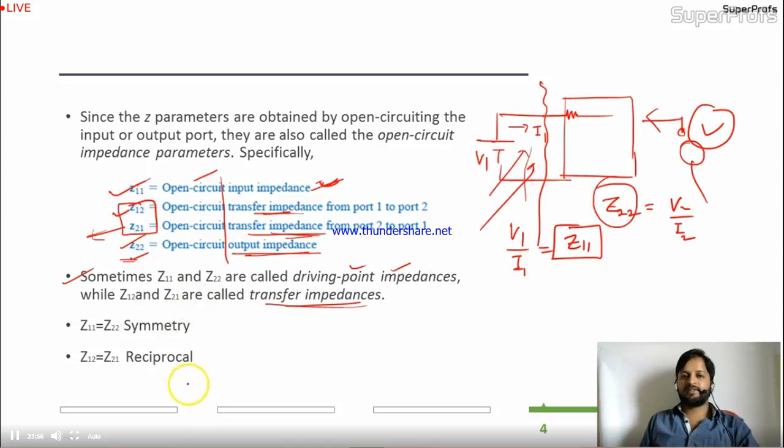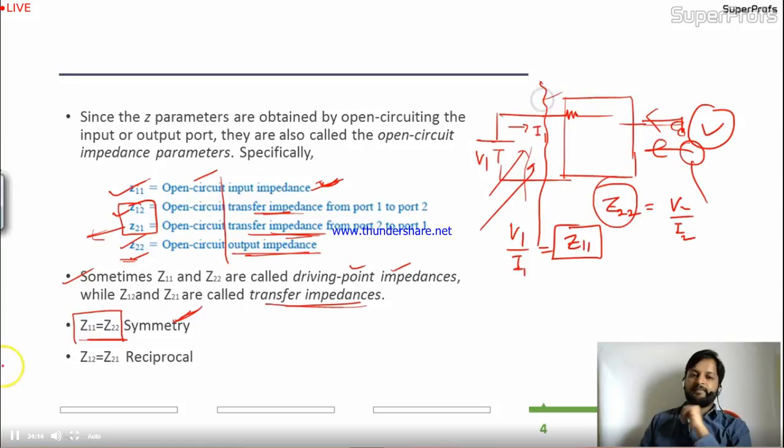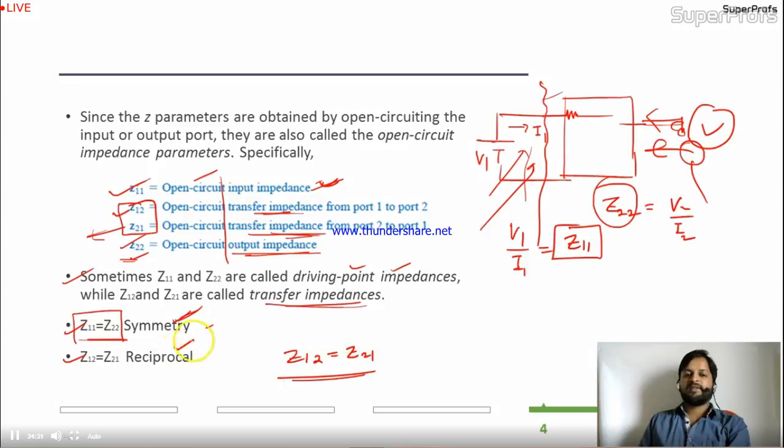Now we are having some conditions. If by solving this problem we get Z11 equal to Z22, it means symmetry. Symmetry means from any direction the circuit looks the same to you. So the circuit will be symmetric; from both directions it looks the same. What about reciprocal? If Z12 equal to Z21, then the circuit will be reciprocal.